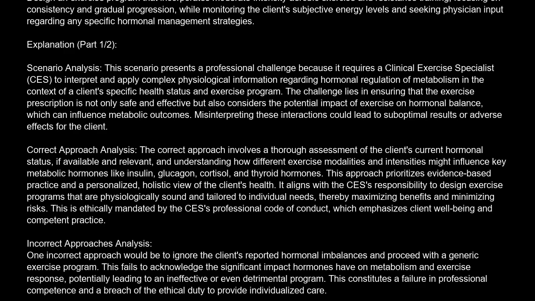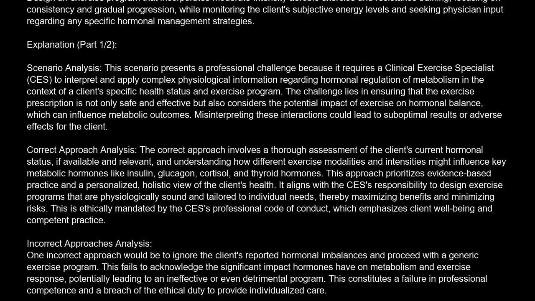program. The challenge lies in ensuring that the exercise prescription is not only safe and effective, but also considers the potential impact of exercise on hormonal balance, which can influence metabolic outcomes. Misinterpreting these interactions could lead to suboptimal results or adverse effects for the client. Correct approach analysis. The correct approach involves a thorough assessment of the client's current hormonal status, if available and relevant, and understanding how different exercise modalities and intensities might influence key metabolic hormones like insulin, glucagon, cortisol, and thyroid hormones.